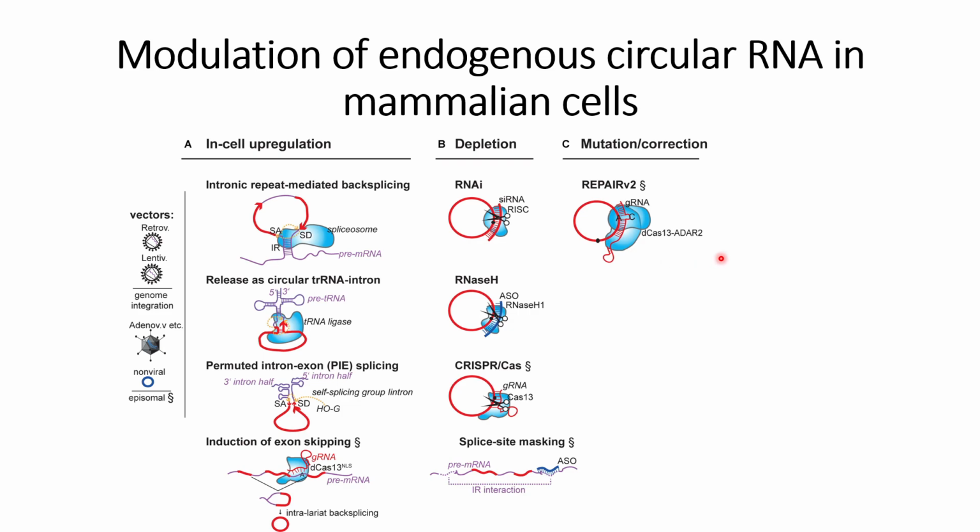I hope you got some idea about how circular RNA can be modulated in mammalian cells. If you need to go through this topic in detail, you can go through the reference provided in the description. That's all for this video. Thank you for your time.